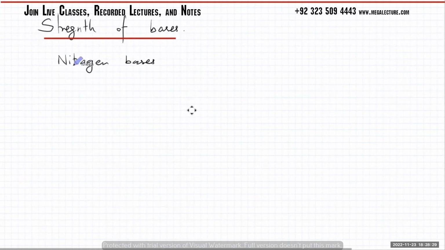Achha, so this one is bases, okay? When we talk about organic bases, we're basically talking about nitrogen bases. Achha, why is nitrogen a base? What is a base, by the way? It's something that accepts H plus ions. And they're not strong bases, okay? They're all weak bases.